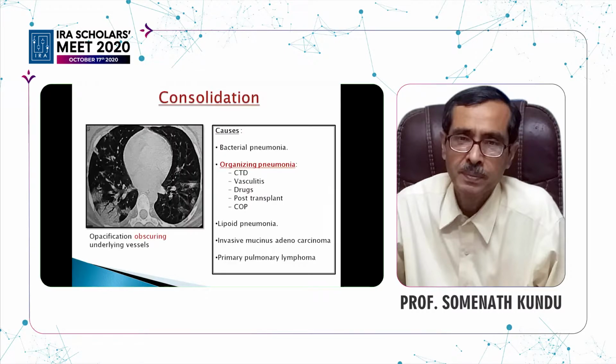Consolidation, opacification is there, and through which you cannot see the underlying blood vessels. That is, the underlying blood vessels are obscured. Opacification, obscuring the underlying blood vessels, is consolidation. Causes: pneumonias, and from the interstitial lung disease point of view, we will highlight organizing pneumonia caused by vasculitis, connective tissue diseases, post-transplant cases, and cryptogenic organizing pneumonia.